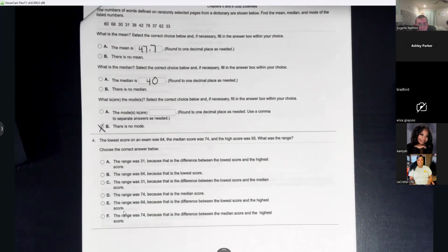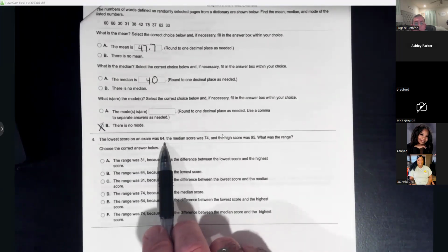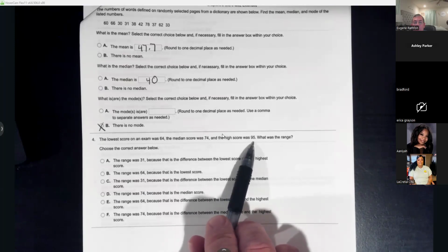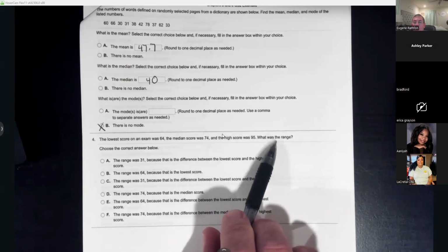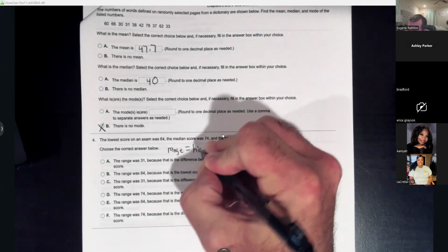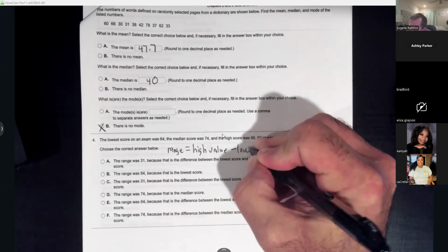All righty, y'all. So let me find what's next for us. All right, so the lowest score on an exam was 64. The median score was 74. And the high score was 95. What was the range? Well, y'all, if you remember, the range equals the high value minus the low value.